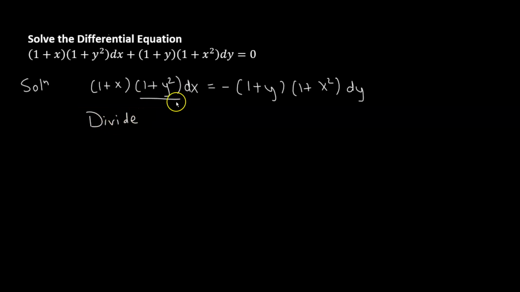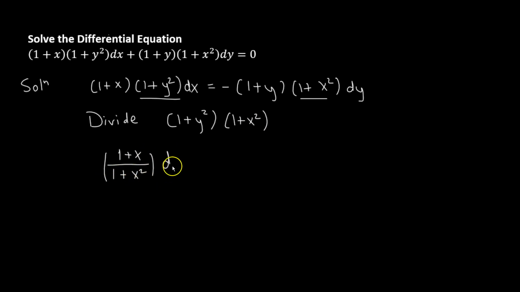That means we need to get rid of this 1 plus y squared on the left hand side and 1 plus x squared on the right hand side. So we're going to divide the overall equation by (1 + y²) and (1 + x²). That should give us (1 + x) divided by (1 + x²) dx equals negative (1 + y) divided by (1 + y²) dy. So this is now in the separable form. That means we can integrate both sides.